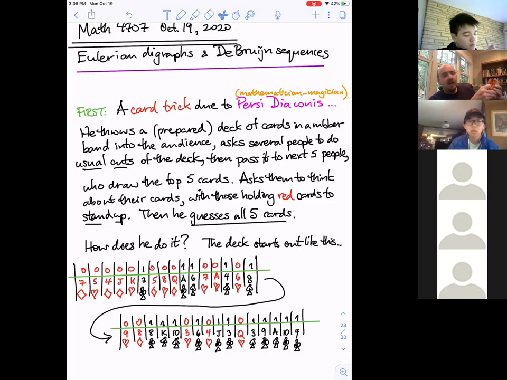But whoever catches it, he says, please do a cut, a usual cut of the deck. In other words, break it somewhere and put the bottom on the top.